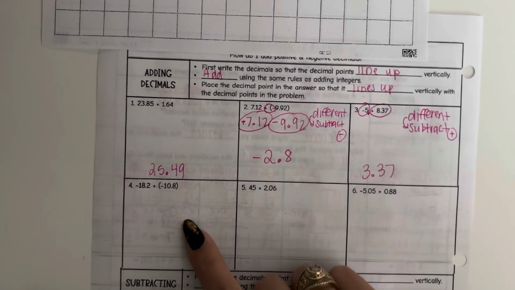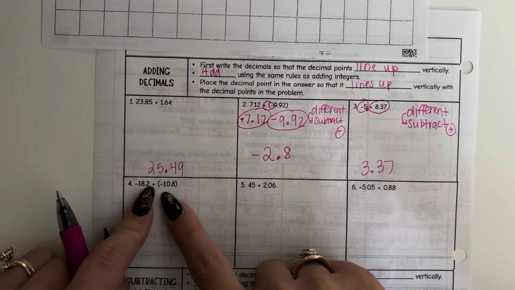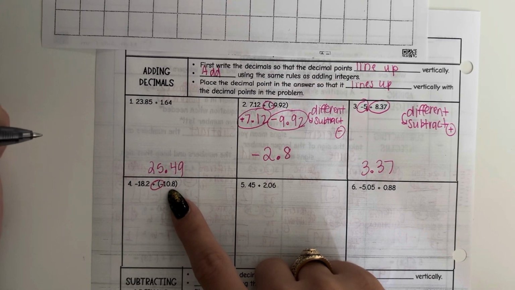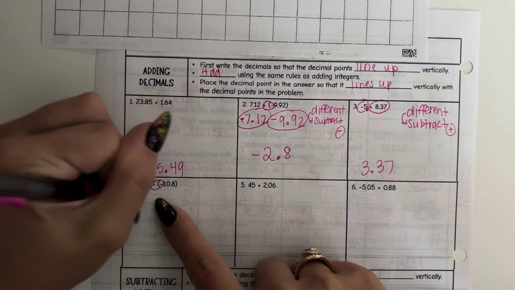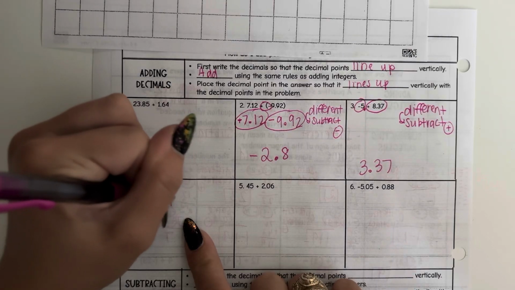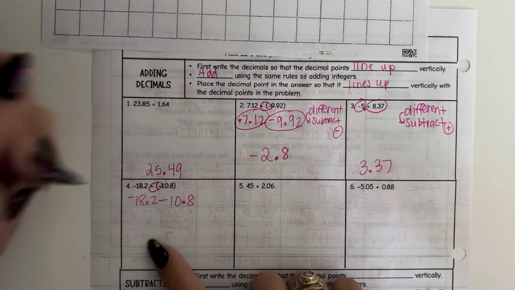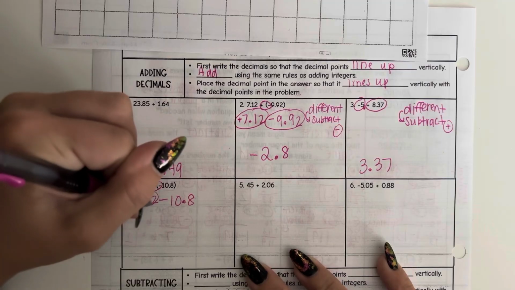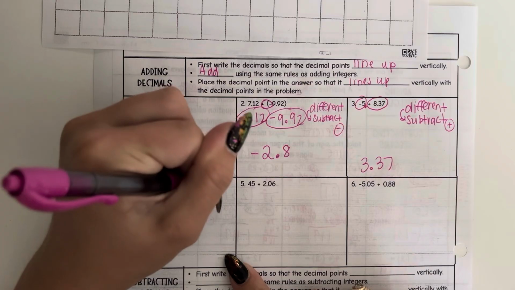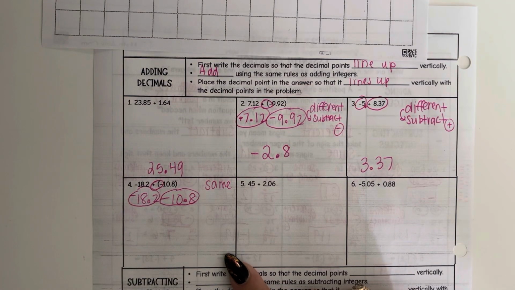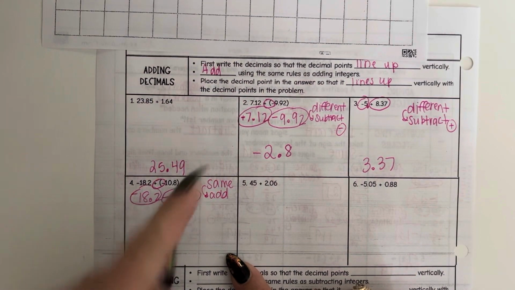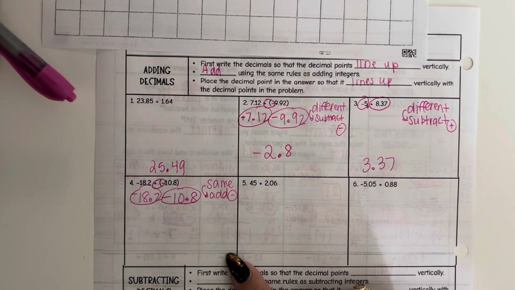Here we go. Number 4, -18 and 2/10 plus negative, 2 signs next to each other, 10 and 8/10. So clean it up. -18.2, a positive and a negative makes a negative 10.8. And now I look at my numbers. A negative number, a negative number, they are the same. Same signs, if you need to look back at the front to remind you, same sign means you add and you keep the sign, it's negative. So now we're going to add.